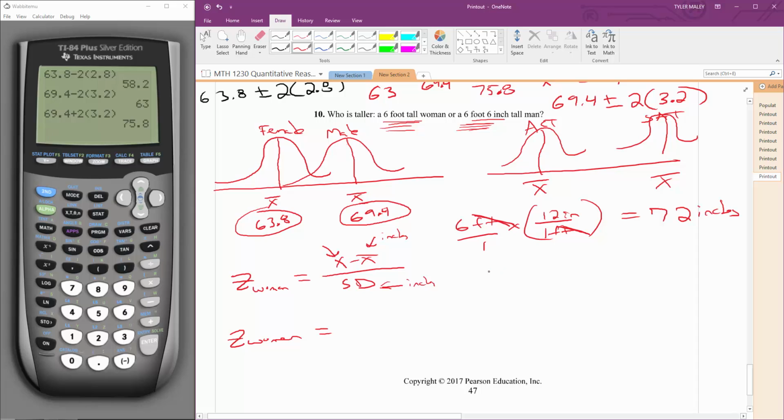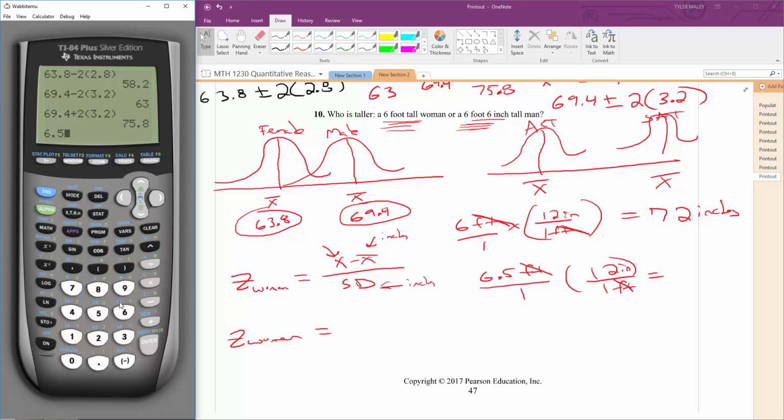And so we also need to convert the 6 foot, 6 inch tall man. So 6 foot, 6 inch is 6.5 feet. So 6.5 feet, again, the feet will cancel. So 6.5 times 12 will be 78. Yes, 78. So this would be 78 inches. So we'll need both of these values.